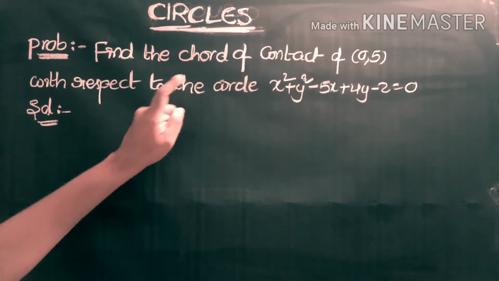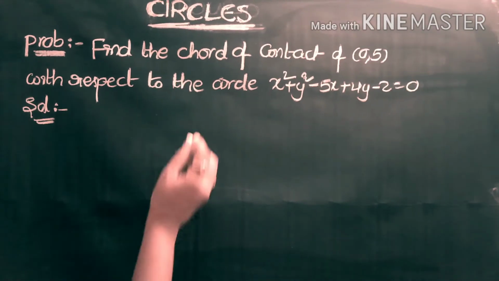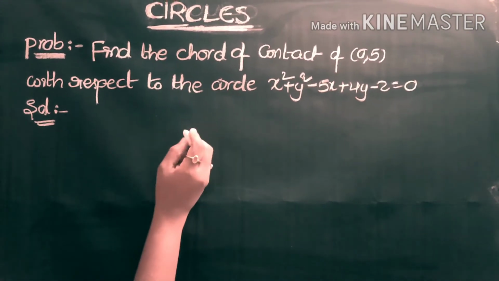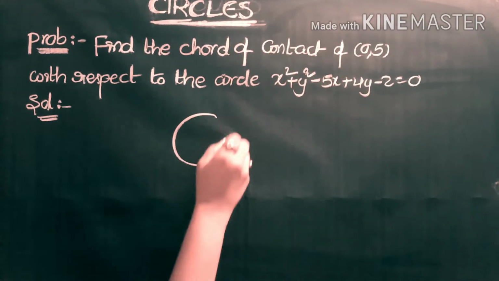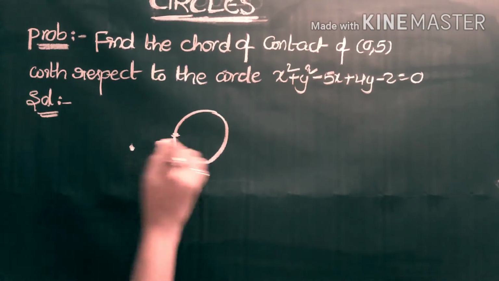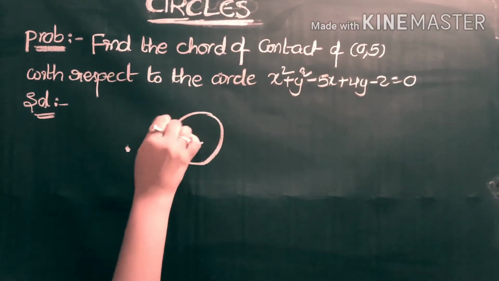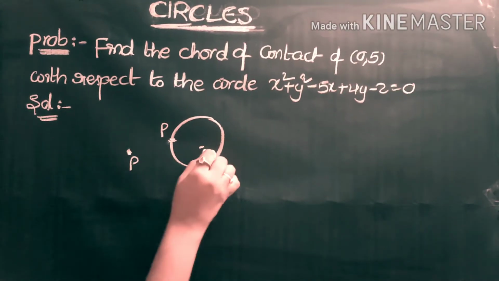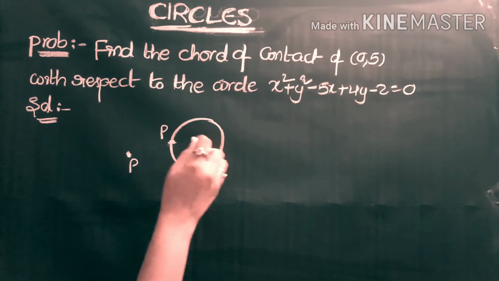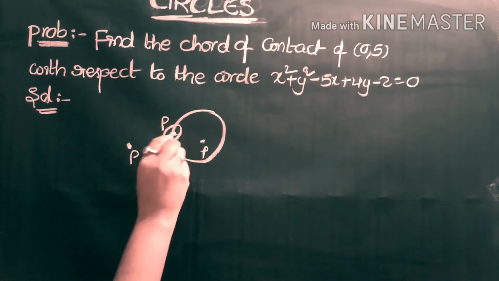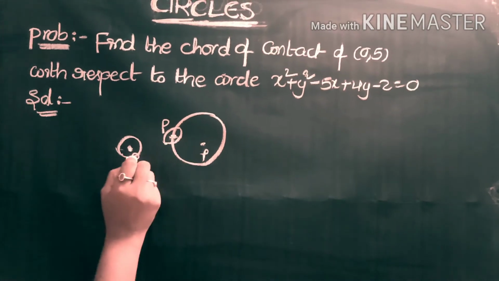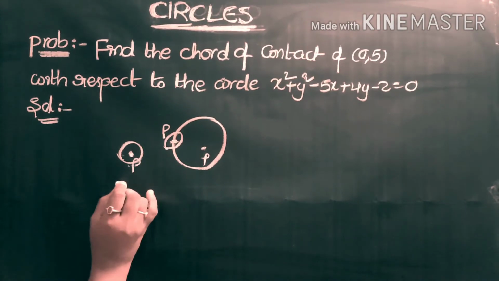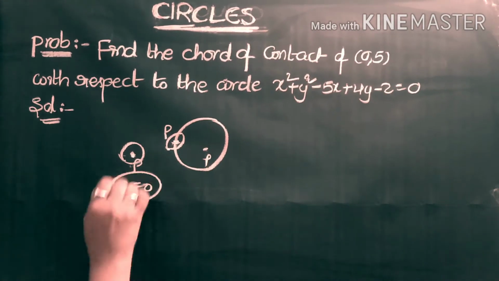But before finding the chord of contact of the given point, first we check whether the given point lies on the circle, outside of the circle, or inside of the circle. If the point P lies on the circle or outside of the circle, in these two cases the chord of contact exists, and in these two cases only we take the equation of chord of contact as S1 = 0.